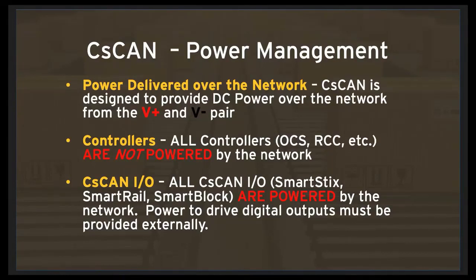Now, from a CsCAN I/O standpoint, all CsCAN I/O, whether it's Smart Stick, Smart Rail, or Smart Block, does get its power from the network. Now, that's not necessarily the power to drive outputs, okay, but it is the power to power the block and power the circuitry internal to the unit. The power to drive outputs, motor starters, etc., must be provided separately through a separate terminal connection. But the power to power the I/O block always comes from the network.